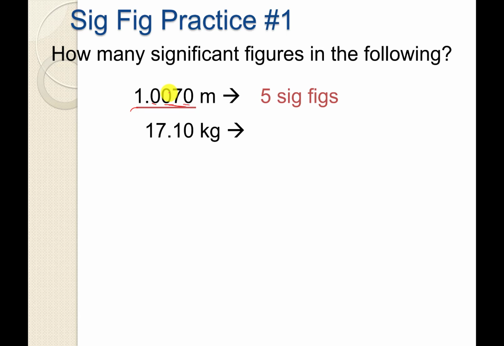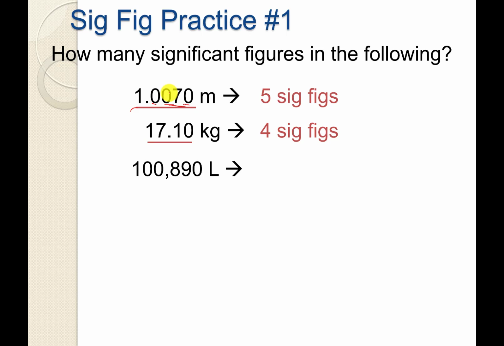Okay, now the next one, also relatively easy. You have a trailing zero. Trailing zeros only are significant when you have a decimal. You do have a decimal, therefore you have 4 sig figs. Okay, the next one, I want you to work this one out. Go ahead and work this out on the side, and then come back once you're done.